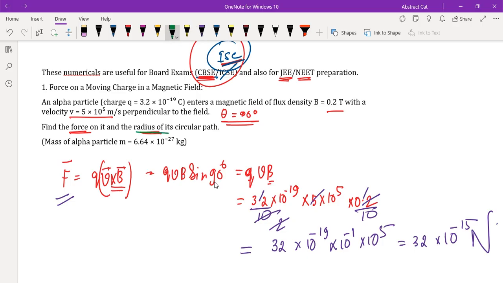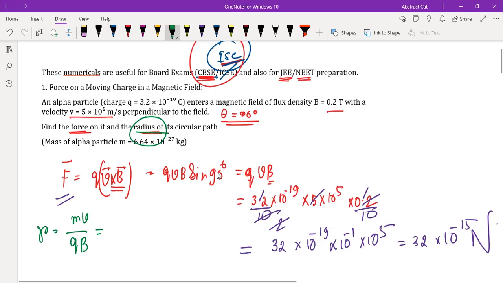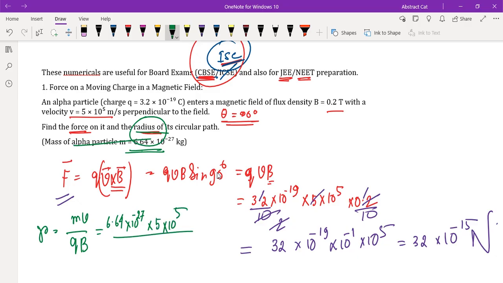The second answer is the radius of the circular path. R equals mv by qB. Now put in the values. The mass of the alpha particle is 6.64 into 10 to the power minus 27, velocity is 5 into 10 to the power 5, divided by the charge 3.2 into 10 to the power minus 19 and B 0.2 Tesla.